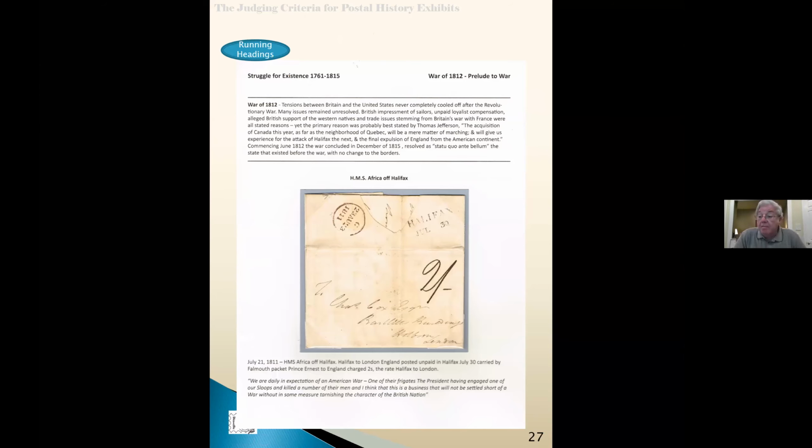Here is an ordinary page. The running heading is Struggles for Existence 1761 to 1815, one of the 4 periods that the exhibitor has set up as sections or chapters. The page heading is War of 1812, Prelude to War. The paragraph on the War of 1812 is not a section introduction. It's just a paragraph telling about the War of 1812 and Canada's influence in it.